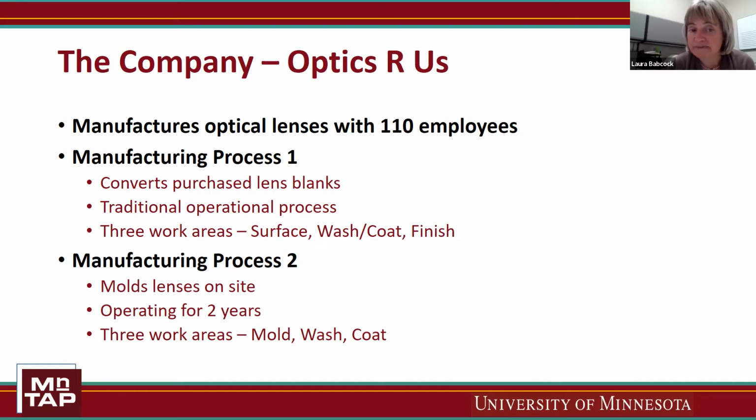They have a second manufacturing process that molds lenses. So these are an injection molder. And they've been operating this for 2 years. Interesting. And they have 3 work areas within that part of the process: the molding operation, the washing operation, and the coating operation. So now we know a little bit more about this facility so we can begin our mapping.